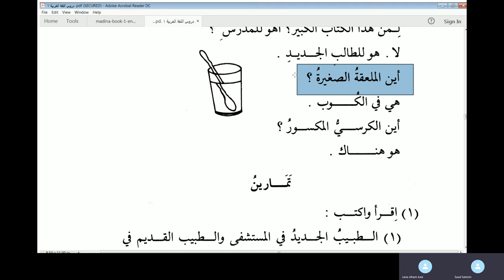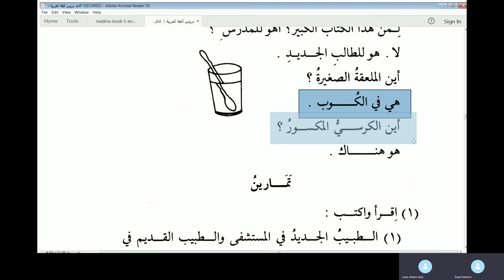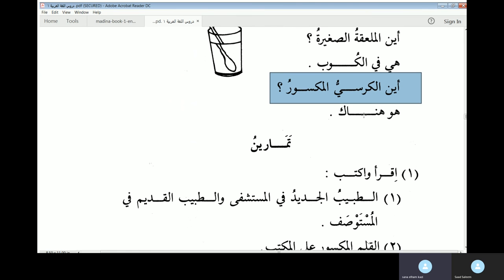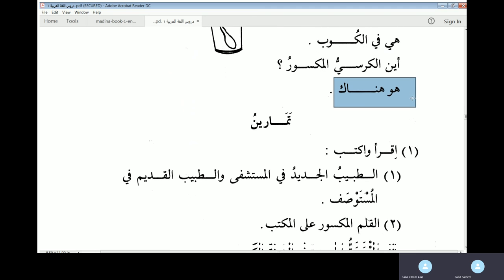أين الملعقة الصغيرة. Where is the small spoon? Here, في الكوب. It is in the cup. أين الكرسي المكسور. Where is the broken chair? هو هناك. It is there. هناك means there. And it will remain هناك.